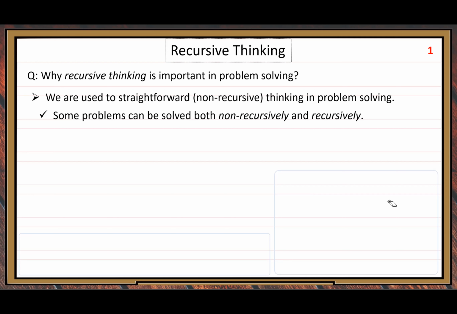Some problems can be solved both ways, a non-recursive way and a recursive way. Most of the time, you have situations like this. Sometimes people like to solve without using recursion, but sometimes people like to solve using recursion. Each one has its advantages and disadvantages. Here, I would like to talk a little about the main advantages and disadvantages.